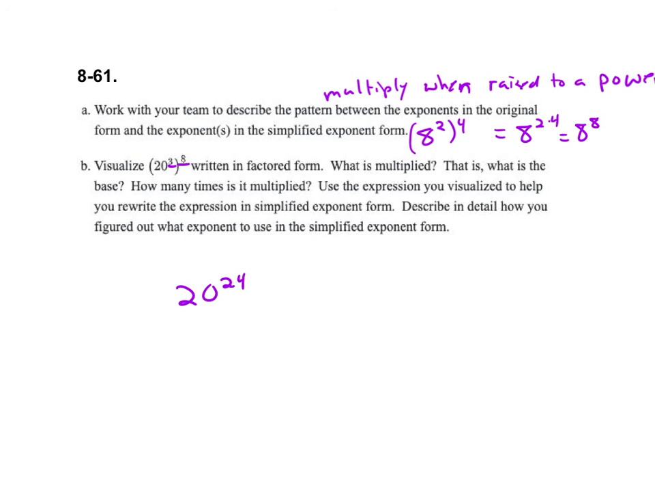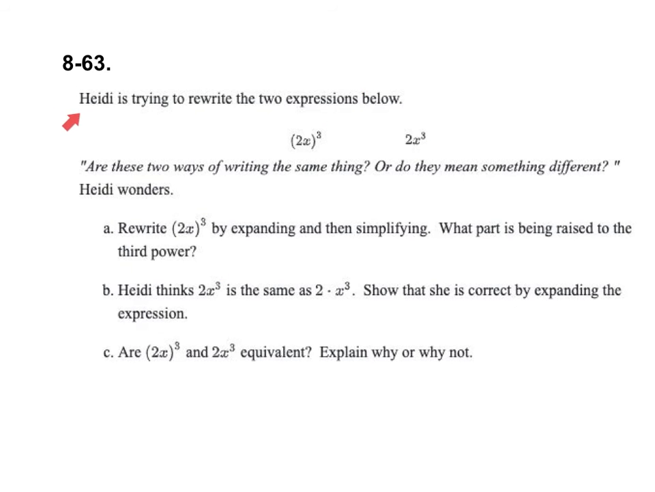Okay, let's take a look at the next one, which is 8-63. We are going to skip 8-62. This one says on 8-63, Heidi is trying to rewrite 2 expressions below. In parentheses, 2 times by x, close the parentheses, raised to the third, and 2 times by x raised to the third. So the one has parentheses, the other one does not. And she wonders, are these 2 ways of writing the same thing, or do they mean something different? So rewrite in parentheses 2 times by x, close the parentheses, to the third, by expanding and then simplifying which part is being raised to the third power.